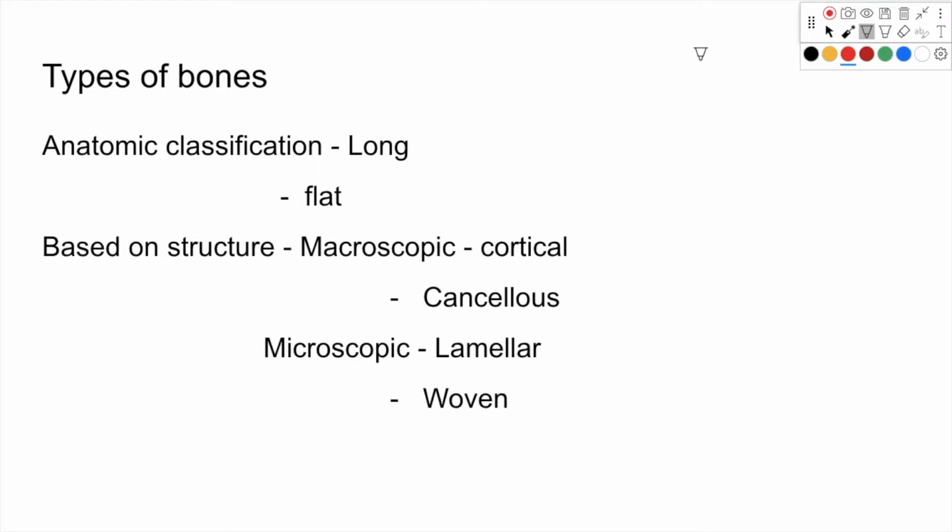So what are the types of bones that we know of? The anatomic classification is we classify the bones into long and flat bones. So the long bones are bones like tibia, femur, forearm, etc. These are examples of long bones which have the three parts that we expect of them: diaphysis, metaphysis and epiphysis.